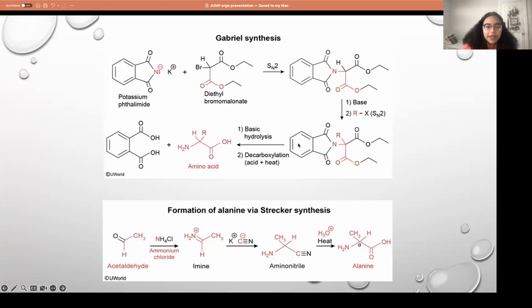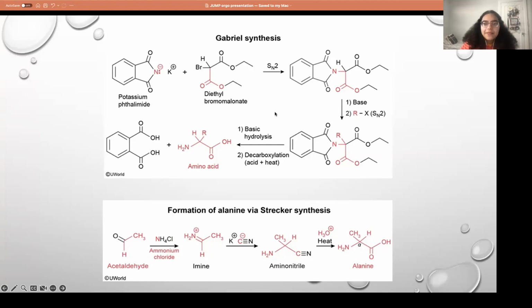And then the other way is Strecker synthesis. This is a specific one where they made alanine, but a Strecker synthesis has an aldehyde and ammonium chloride, and then that makes an imine, which is that nitrogen structure there, and then you have potassium cyanide, and so then you get an aminonitrile, and then the last thing is heat. In both of them, you need heat to get rid of the H3O. And you end up with, in this case, alanine.